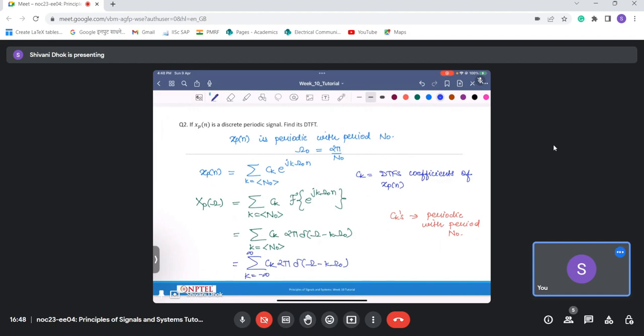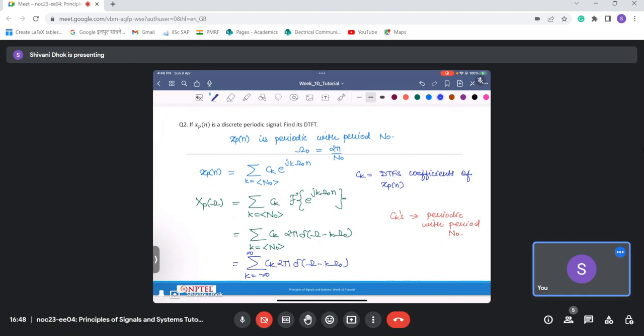Is this okay? Any questions? c_k will be periodic. Yeah, c_k will be periodic.